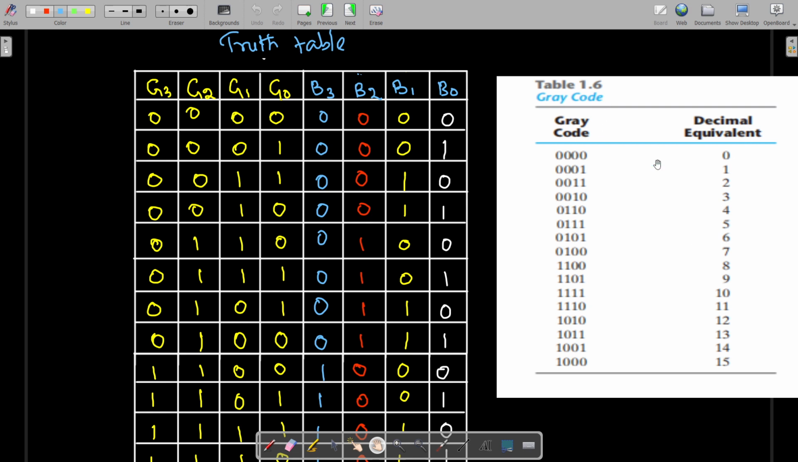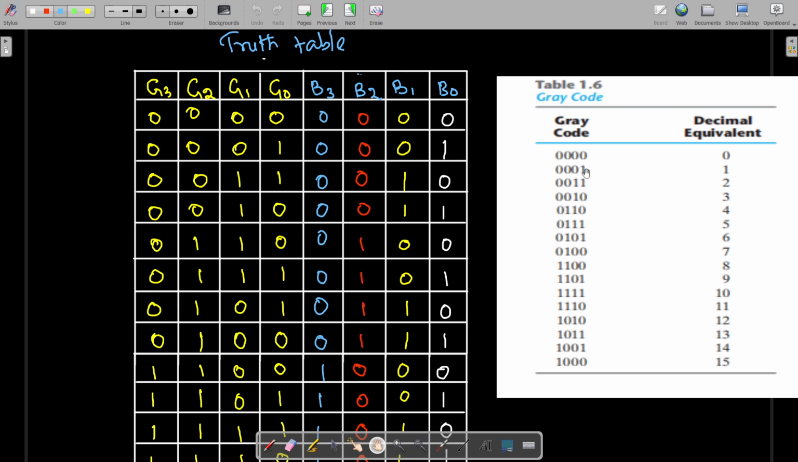So this is table 1.6, in which the gray code is given for the decimal equivalent. For decimal 0, the gray code is 0000. For 1 it is 0001, for 2 it is 0011, and for 3 it is 0010. So what is the speciality of this gray code? When you go from one value of this gray code to another value, you get only one bit change. That plays a major role in very important applications.